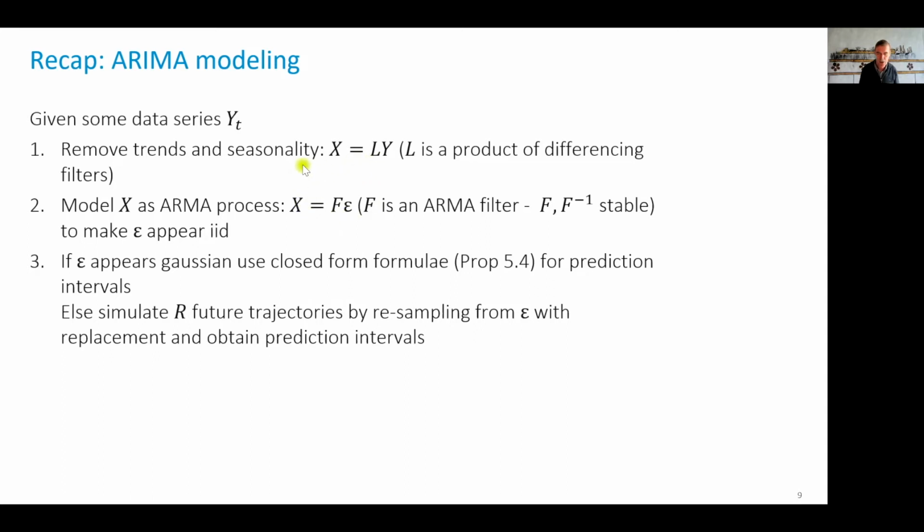If your residuals do not appear to be IID, you may use ARMA modeling to make them, roughly speaking, IID. And if the noise appears to be Gaussian, we have seen closed form formulas for prediction intervals, which is very convenient and therefore very often used. Else, we can simulate future trajectories by resampling from residuals. So this is, I would say, the state of the art of ARIMA modeling.